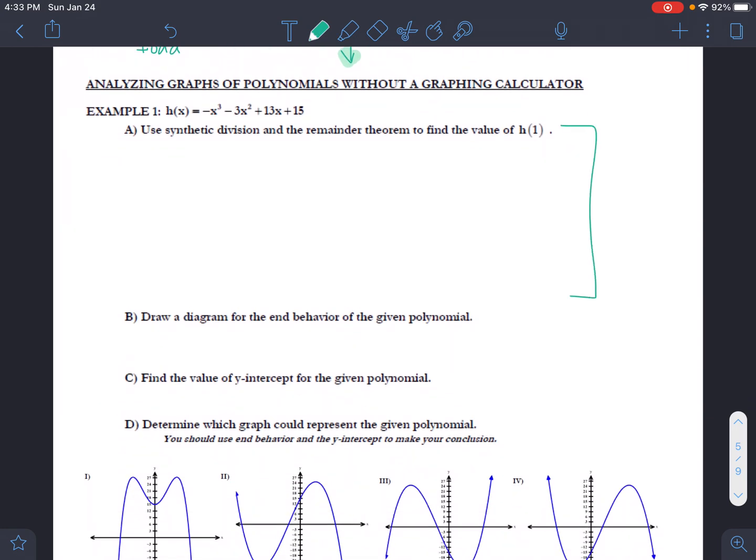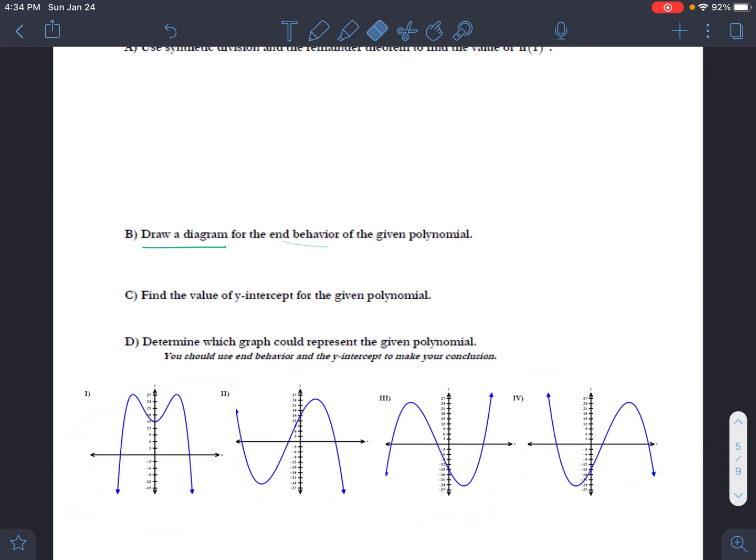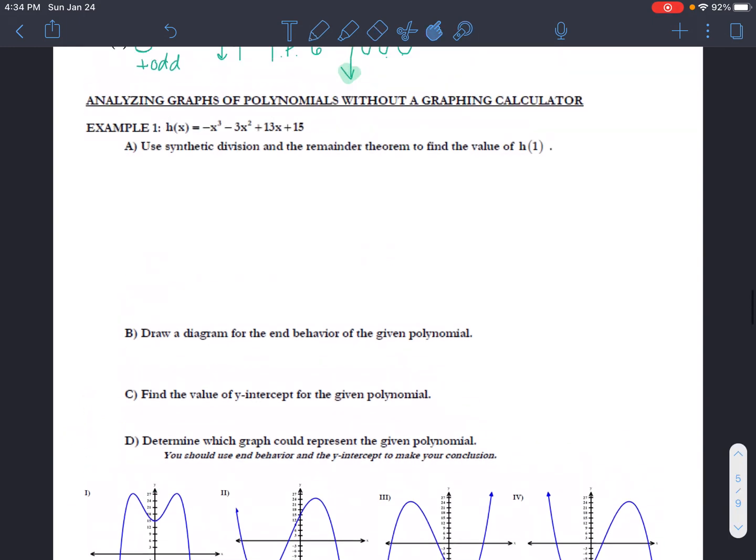Like I said, we're going to bring this all together, so you could even have a preview. We're going to do synthetic division, of course. Then we're going to draw a diagram of the end behavior, and then we're going to use that to pick which graph this would look like. So even though we're not going to graph completely right now, we should be able to use end behavior and other information to figure out which graph matches this polynomial.